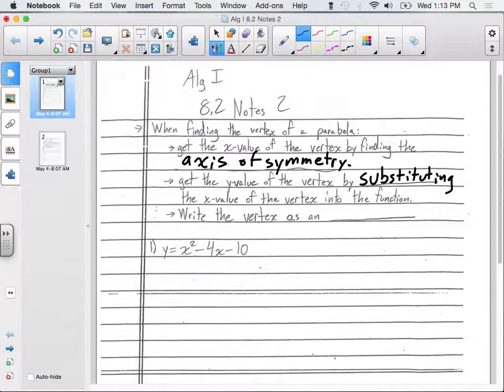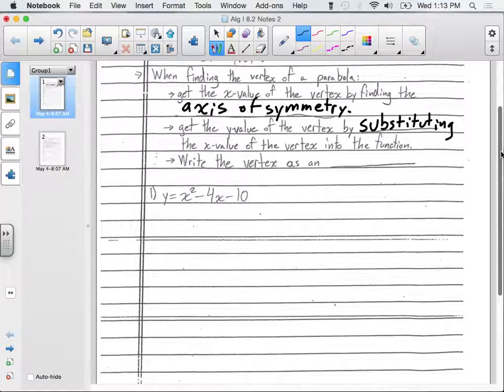All right, now, once we get our x value, we can get our y value. After that, we're going to write our vertex as an ordered pair.